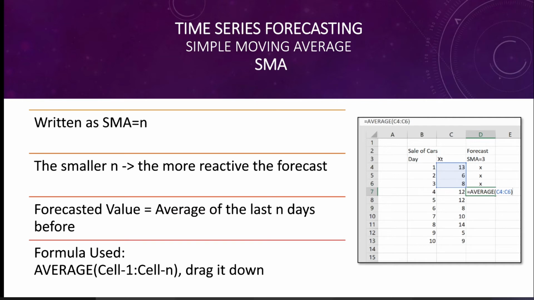Now for the forecast, the formula that we use is very, very simple. It's just going to be an average formula of the previous N observations, and then we'll drag it down and it will automatically move down as you go. One thing to look out for is that you need to make sure that you don't do the forecasting for the first N cells, because they don't have the correct amount of data before, as you can see in the little image that we have.